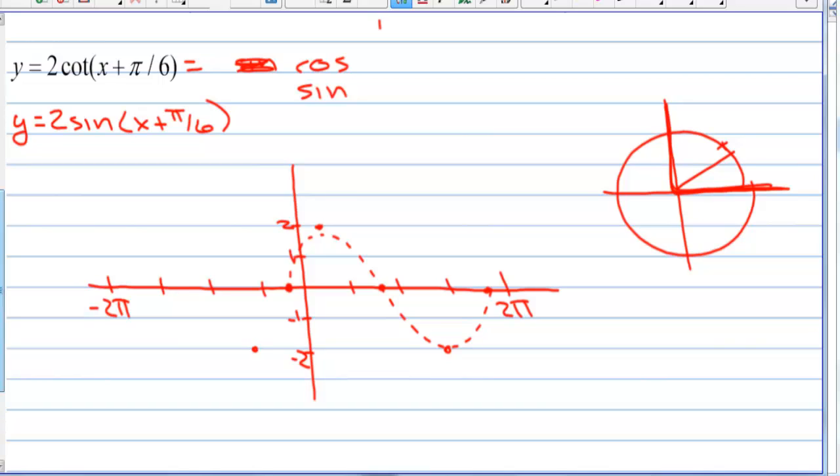Here, right there, 0, 2, 0. All right. We got it. Well, now, where are the vertical asymptotes? There's one, I haven't done them yet.